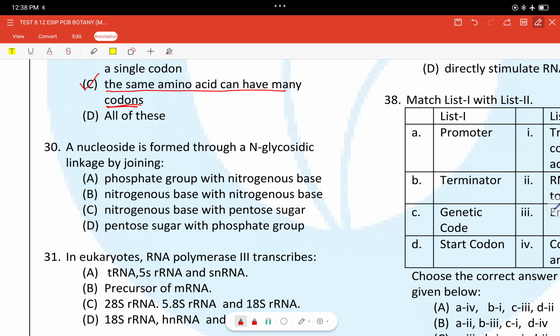The next question is, a nucleoside is formed through N-glycosidic linkage by joining. A nucleoside is a pentose sugar and a nitrogenous base. This bonding is N-glycosidic linkage. So the answer is nitrogenous base and pentose sugar.